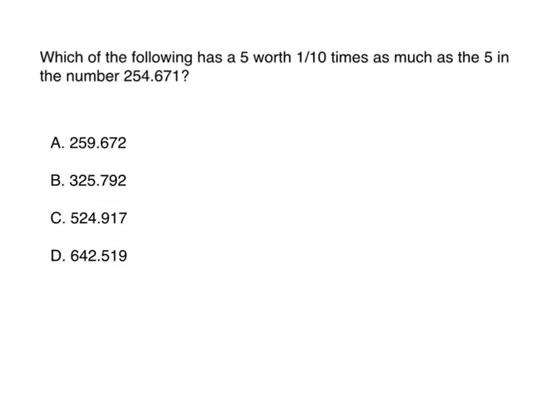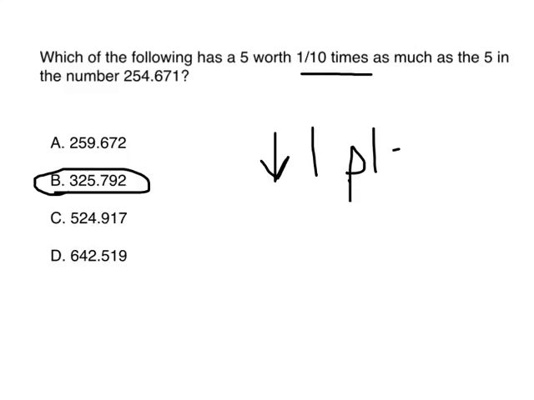Now you try one. Which of the following has a 5 that is worth 1/10 times as much as the 5 in the number 254 and 671 thousandths? The correct answer here is B. 1/10 times as much means that you need to decrease one place value. The 5 is in the tens place, so when I decrease one place value, it will be in the ones place. The correct answer is B.